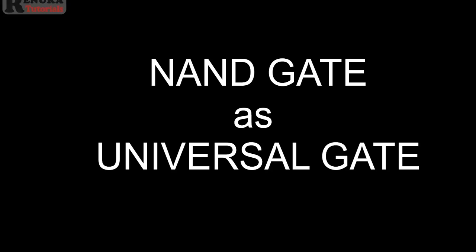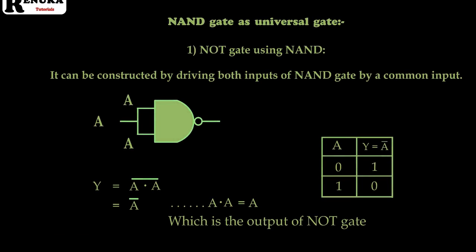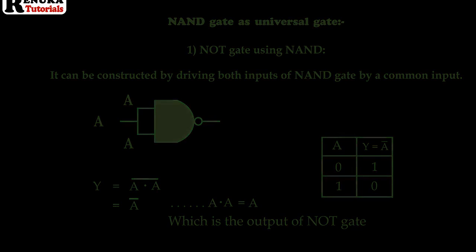Now we will see NAND gate as a universal gate. First of all, we will construct NOT gate using NAND gate. The NAND gate Boolean equation is given by A dot B whole complement. So for construction of NOT gate, both the inputs of NAND gate are connected to a common input. So here the output will be A dot A whole complement. In Boolean algebra, A dot A is A. So here at the output we will get A complement. So this gate will behave like a NOT gate.